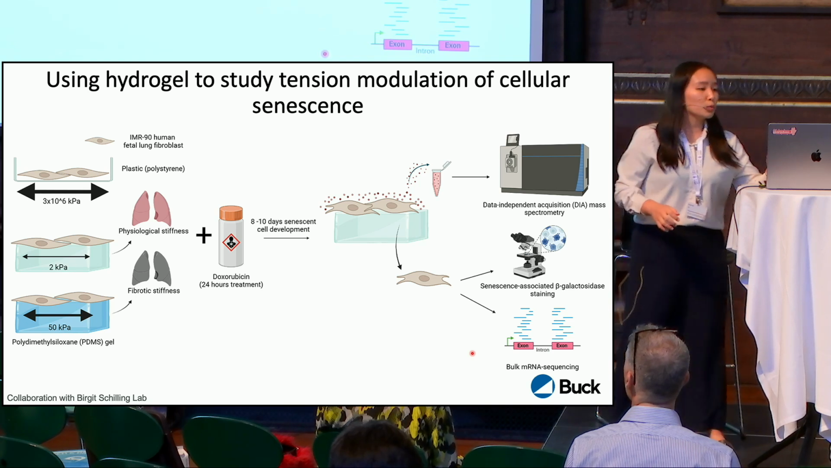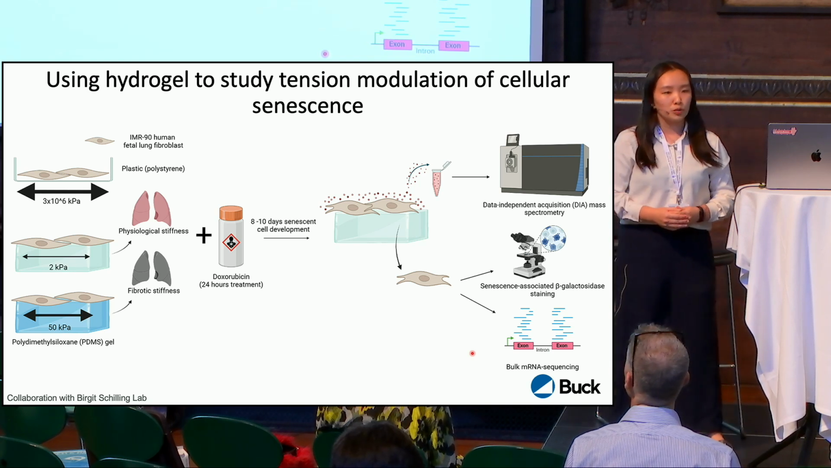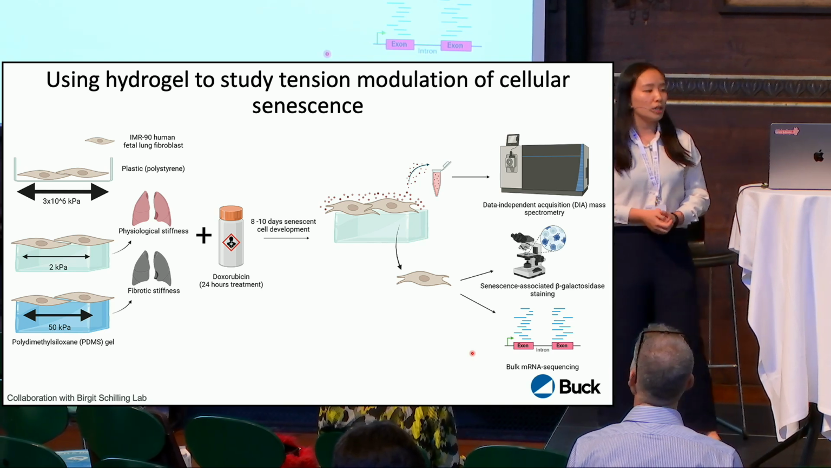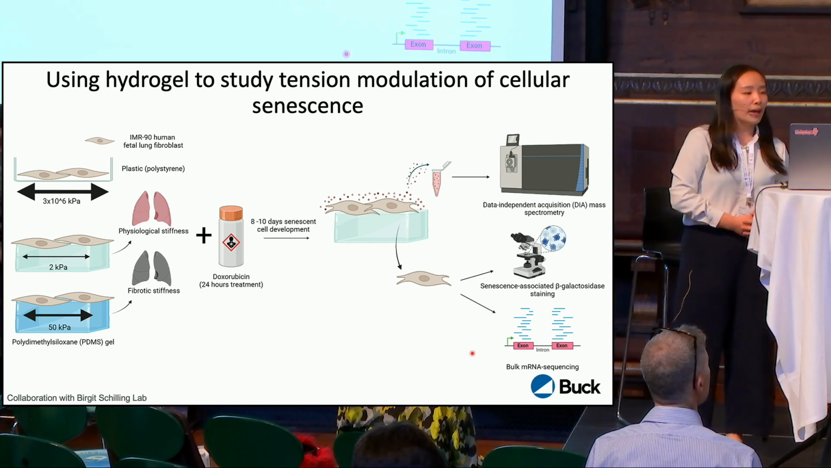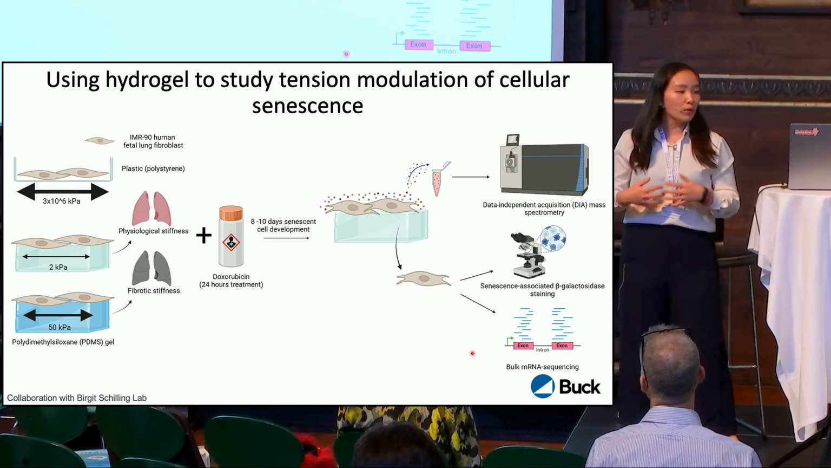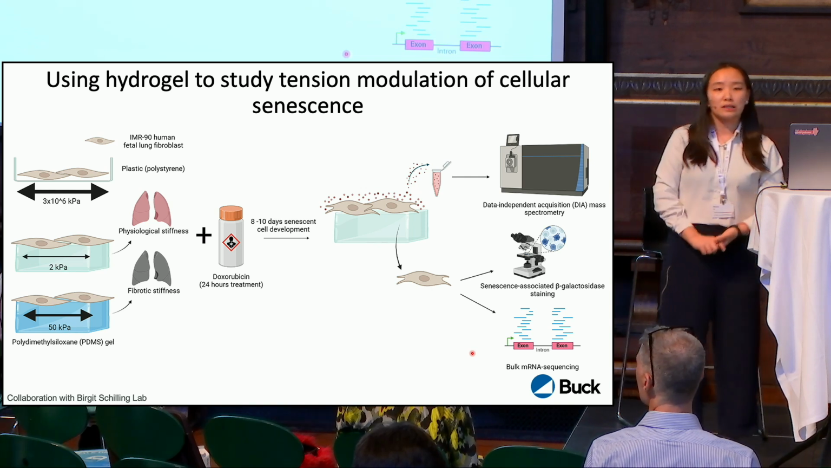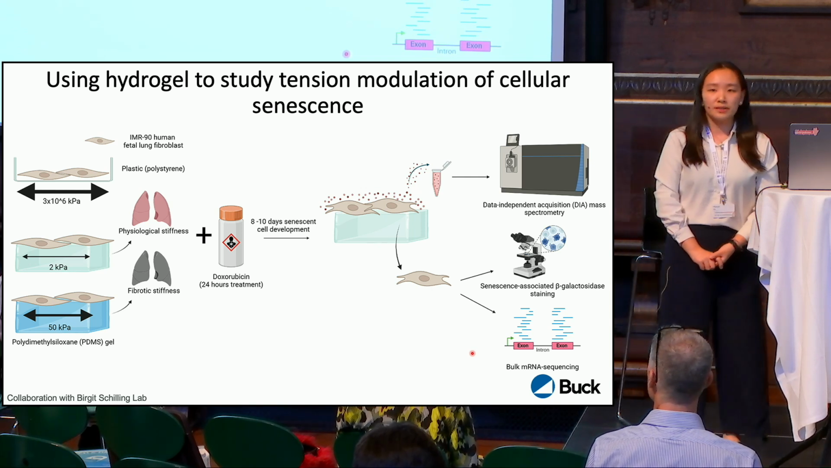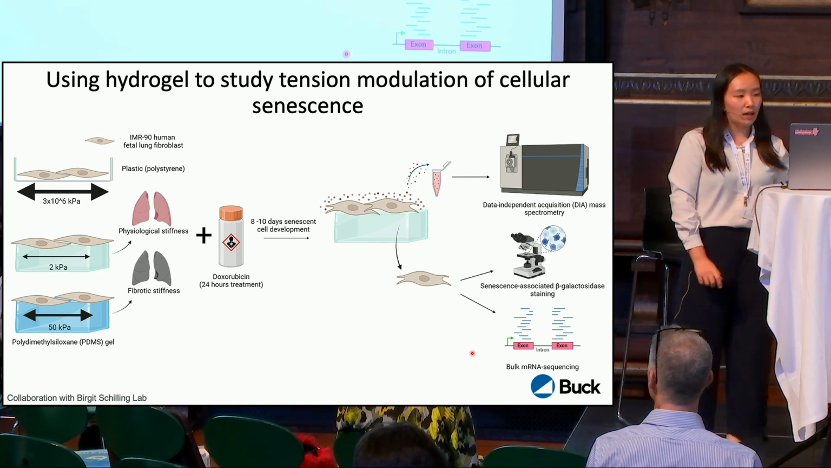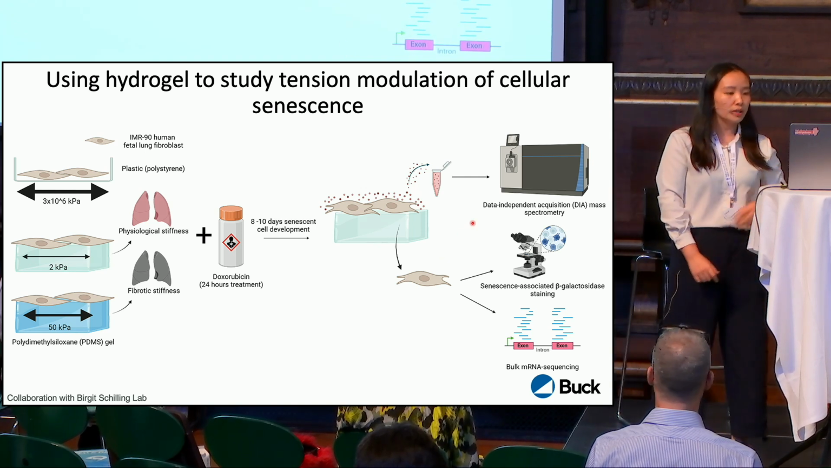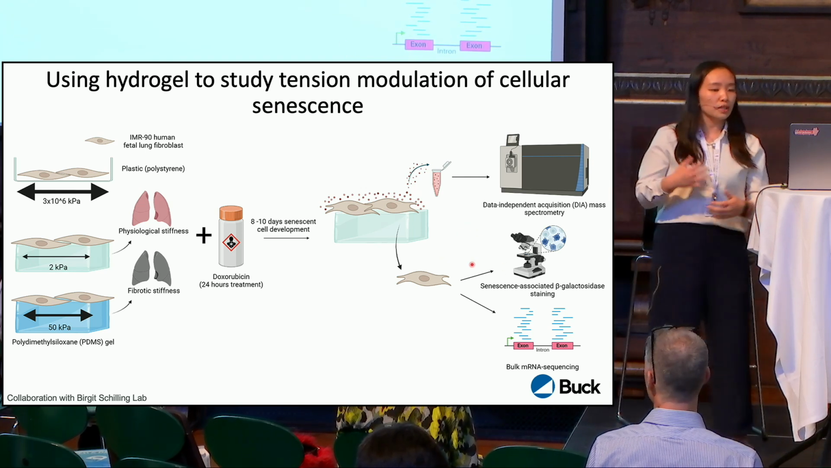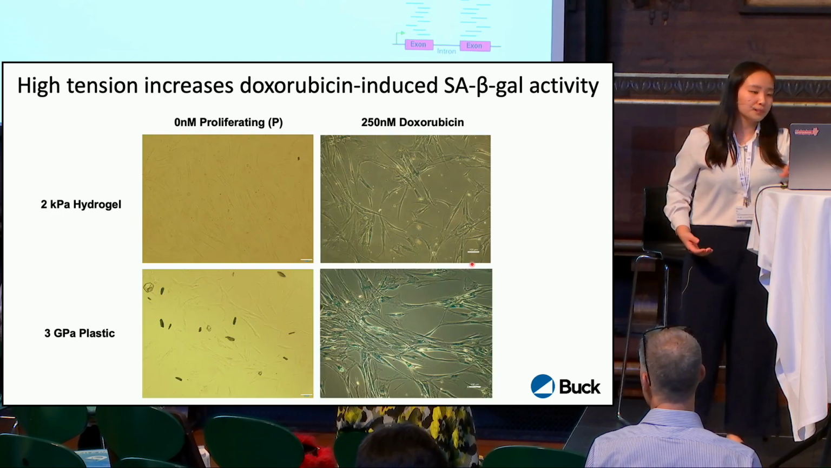The next thing we do is we treat the cells with doxorubicin. This is an anti-cancer drug, but it's also commonly used in the lab to induce senescence. Then we let the cells grow in their corresponding stiffness environment, and we let the senescent cells develop. At the end of it, we collect the secretomes for mass spectrometry. We also do imaging, and we sequence the cells as well.